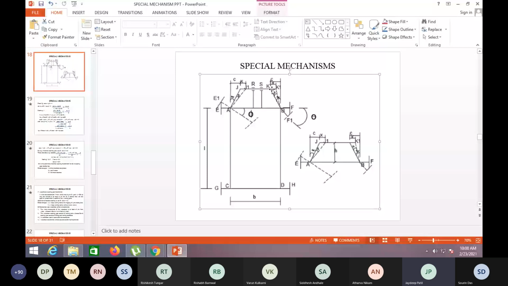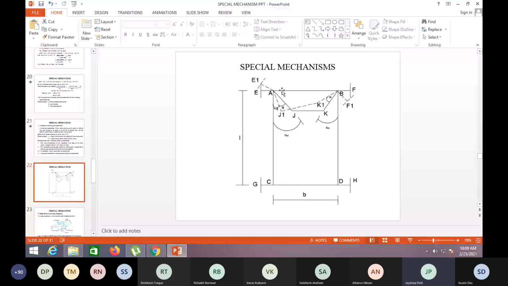But in the Ackermann steering gear mechanism, there are no sliding members. All the 4 links turn, so there is only a turning pair in the Ackermann steering gear mechanism. That's why no wear takes place, and it is more accurate as compared to the Davis steering gear mechanism.